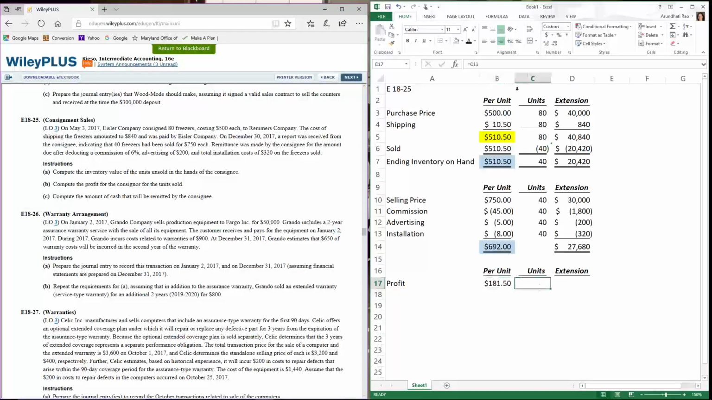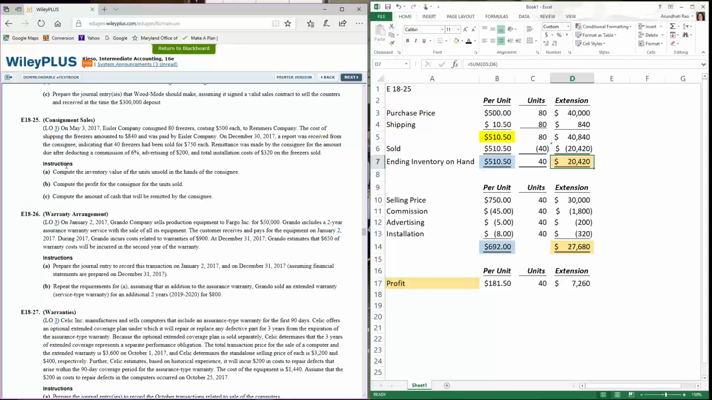How many units were sold? 40 units were sold. And the dollar amount is going to be 181.50 times 40. Or alternatively, you could look at that number if you were just asked for the dollar amount of the profit. You're looking at 27,680 minus 20,420. That'll give you the 7,260.